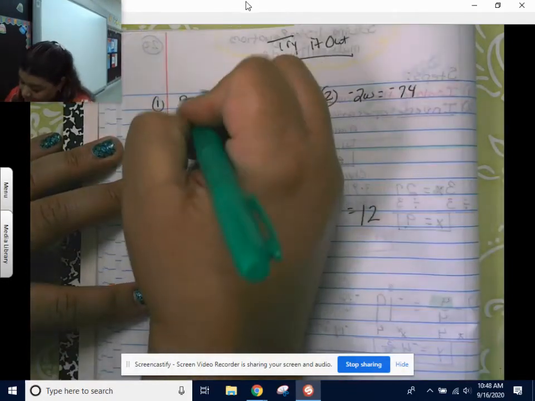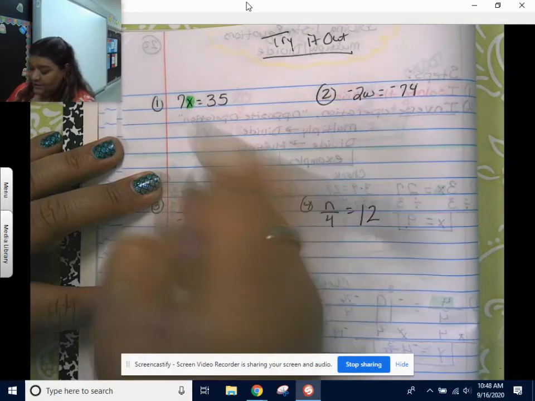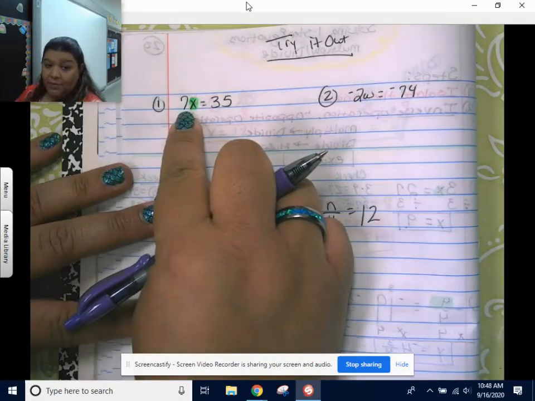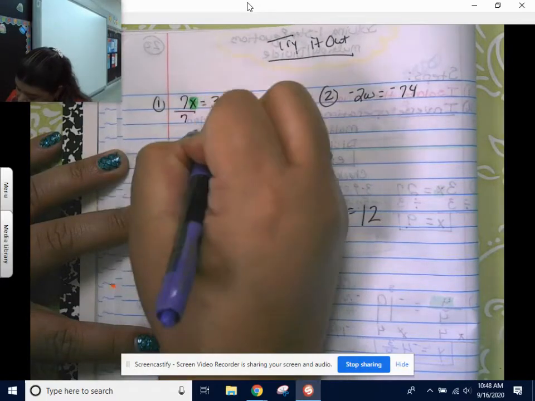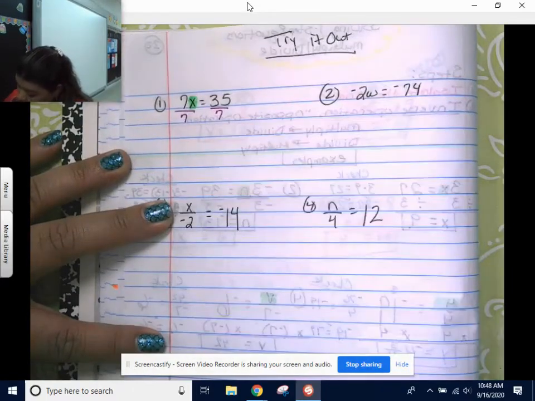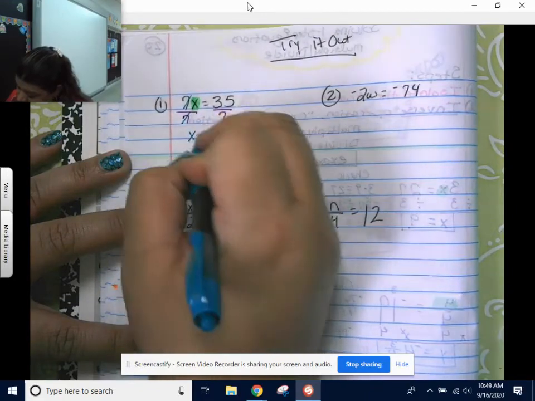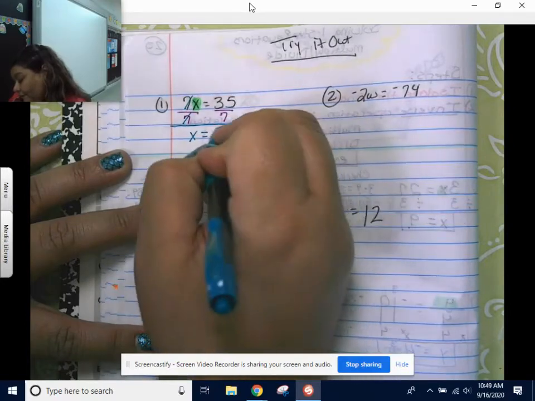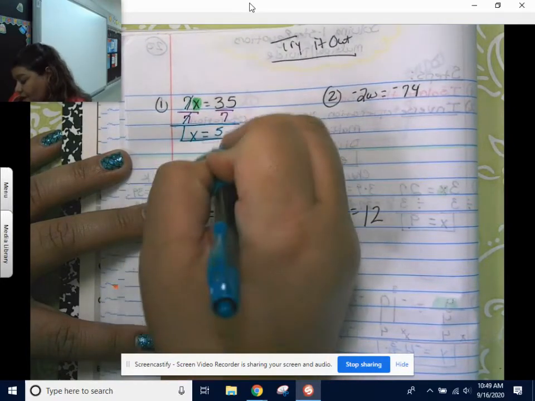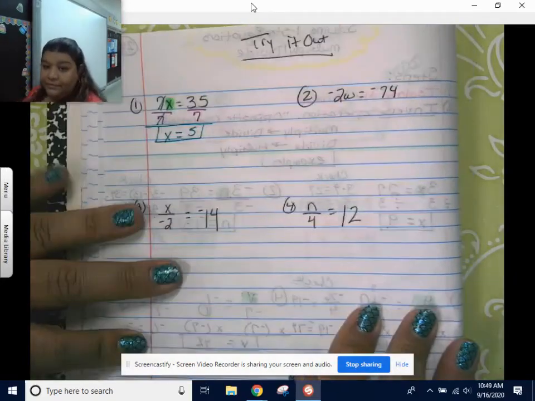So I'm going to isolate the variable. That shows me that the 7 has to go. This is multiplication. The opposite of multiplying by 7 is to divide by 7 on both sides. And that'll leave me with, because those cancel, x, you can put a line there if you need to, equals 35 divided by 7 is 5. You can check your work. 7 times 5 is 35.